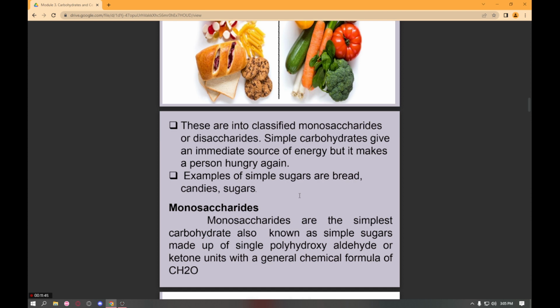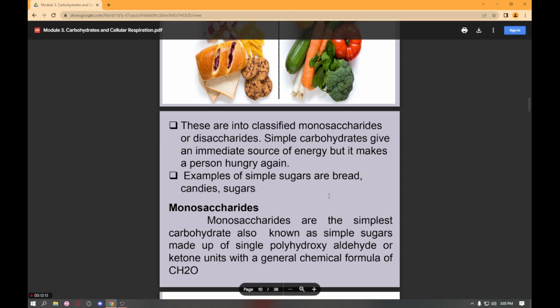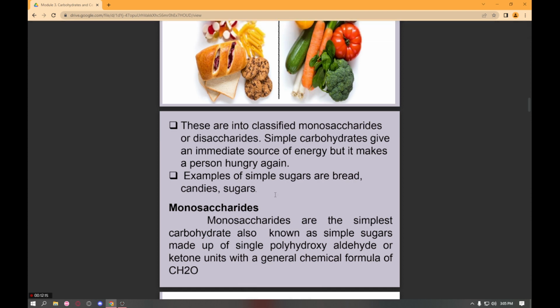So which means that if you are eating simple carbohydrates, class, it is easily digested because they are made of monosaccharides or disaccharides. So they are easily digested, mabilis siyang ma-digest sa food sa katawan natin, and you feel hungry again. So for diabetic persons, usually ang pinaka main cause yun yung mga mahilig kumain-kain. Okay, so the examples of your simple sugars are bread, candies, and your sugars.